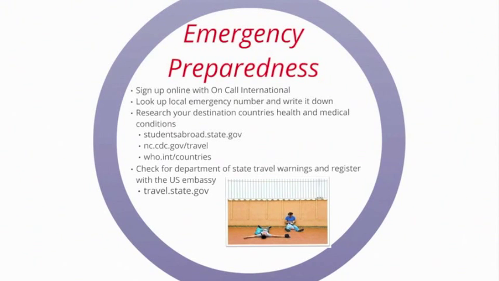On the subject of health and safety is emergency preparedness, so sign up online with OnCall International. But more importantly is to look up the local emergency number in the country that you're visiting and write it down. It's also a good idea to research your destination country's health and medical concerns before you go. The State Department runs a wonderful website specific to study abroad students that will give you great information. So does the CDC and the World Health Organization.